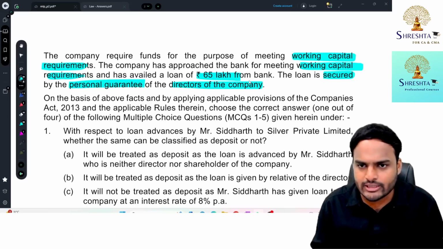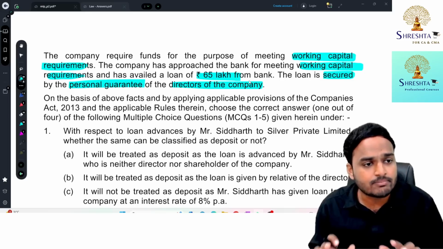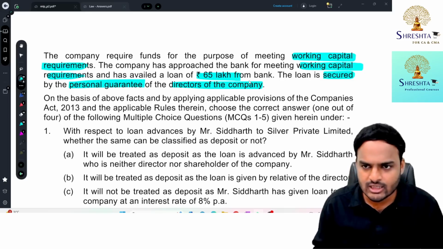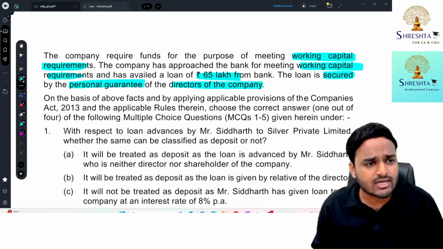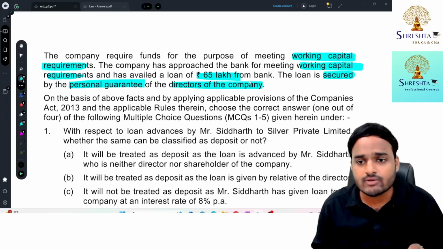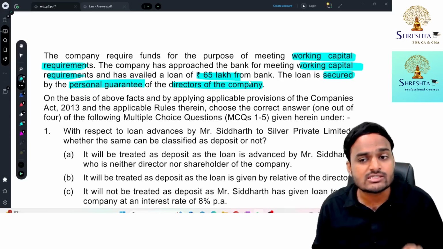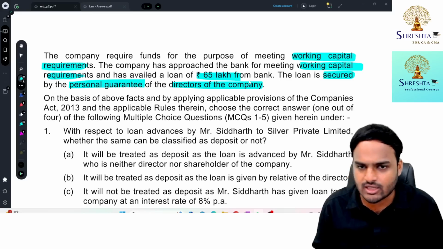Now for security, what did they do? They provided a guarantee. Who? Directors of the company gave a personal guarantee. Understood? That means none of the assets of the company were charged. None of the assets of the company were provided as a guarantee. Is it clear? So the loan is secured by the personal guarantee of the directors of the company.